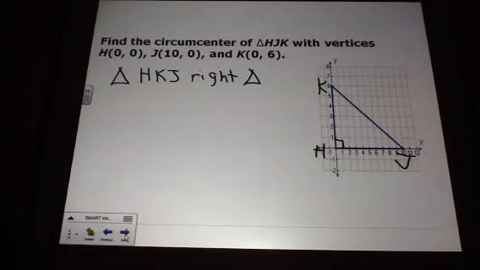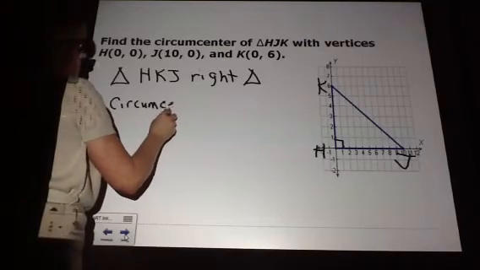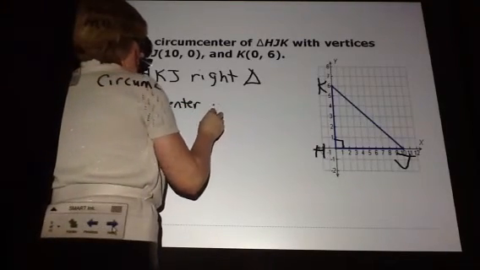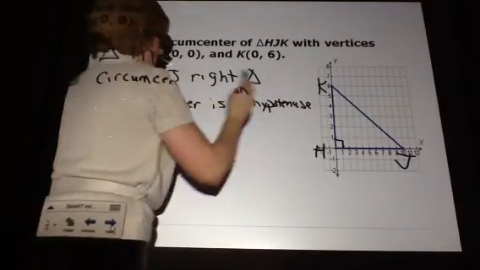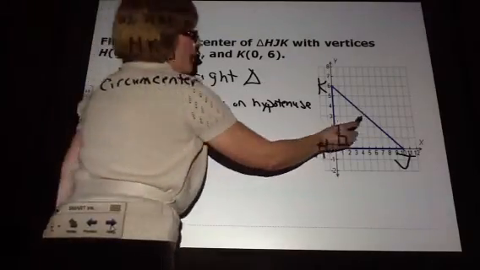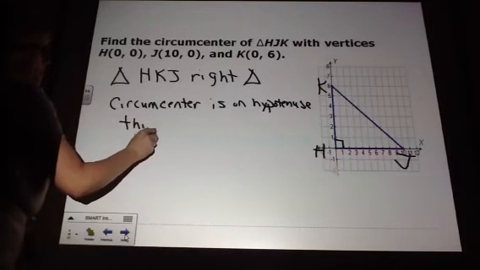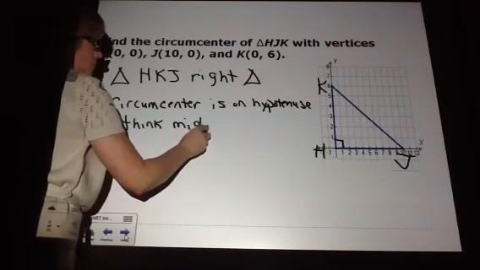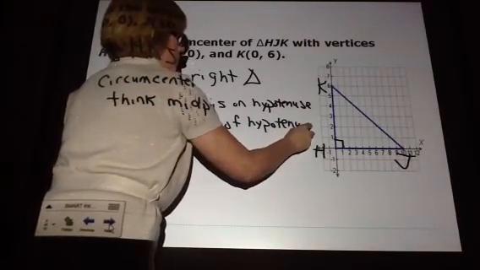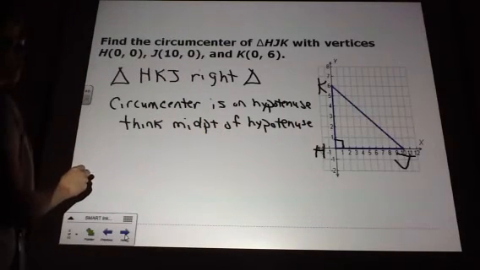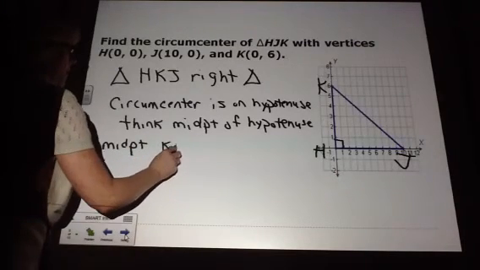Okay. You know that the circumcenter of a right triangle is on the hypotenuse, and it bisects that hypotenuse. So what we need to start thinking is midpoint of the hypotenuse. Okay, so that's going to be midpoint of KJ.